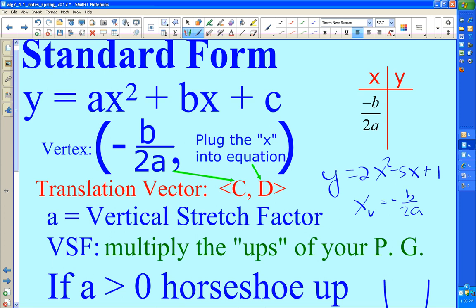If I tell you x is 1, how do you figure out what y is? Plug in a 1 where you see the x. If I tell you x is 2, and I want to know what y is, what do you do? Plug a 2 in for x. And you could do that for any value of x you want.